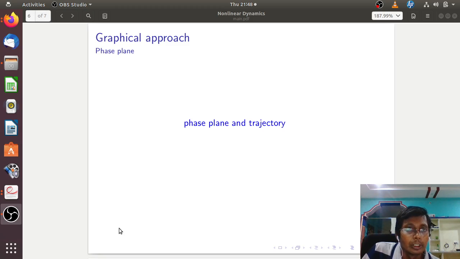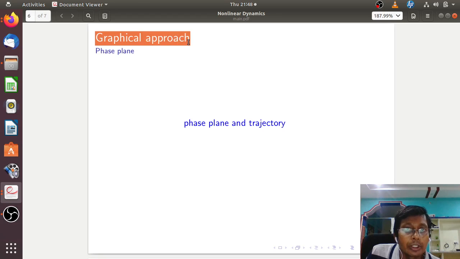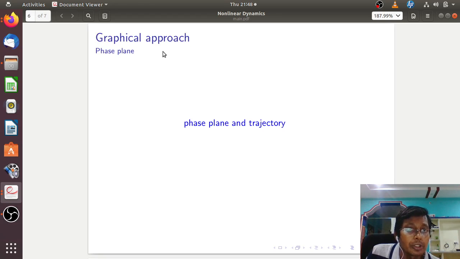But the method we are going to use to solve that nonlinear differential equation is the graphical approach. So one is the graphical approach. What are the other approaches available to solve the differential equation? The other approaches are analytical methods, the methods which you have learned in the course of differential equations.